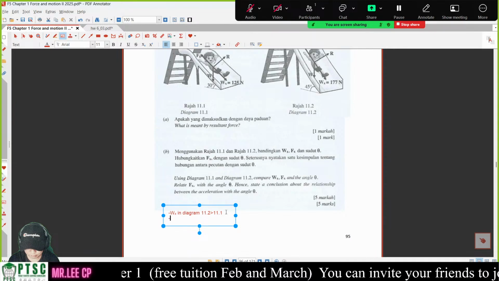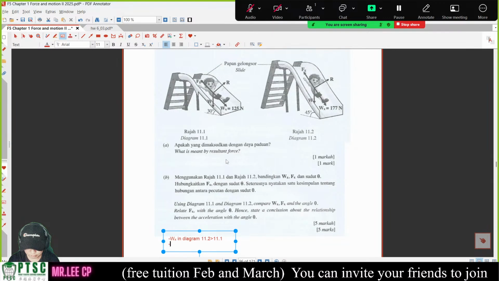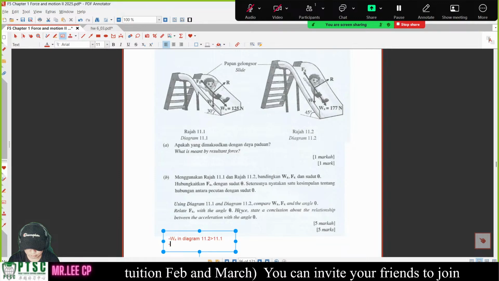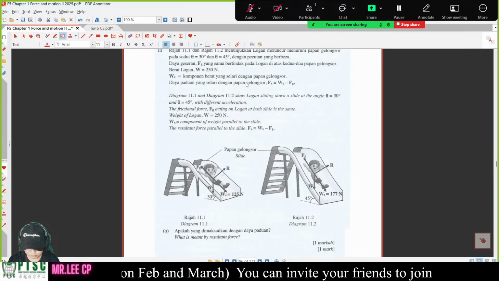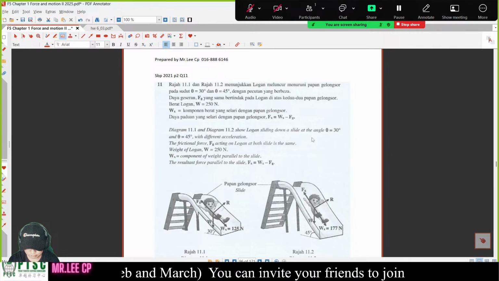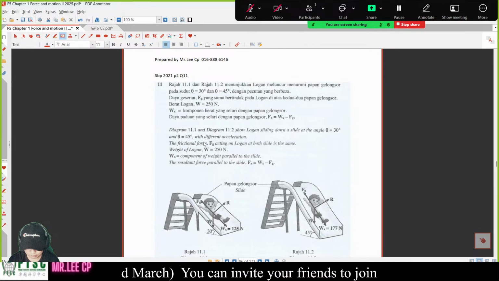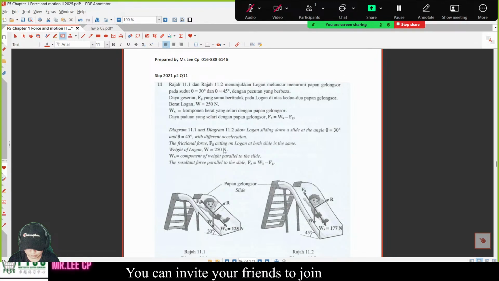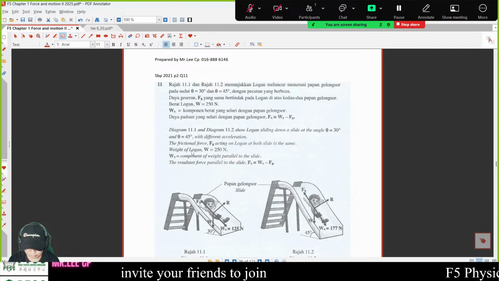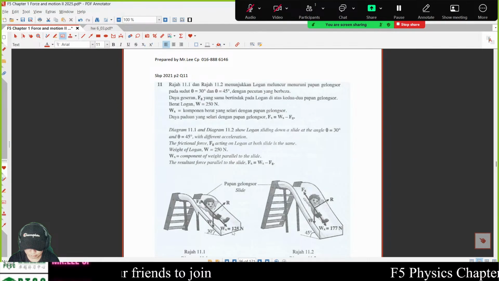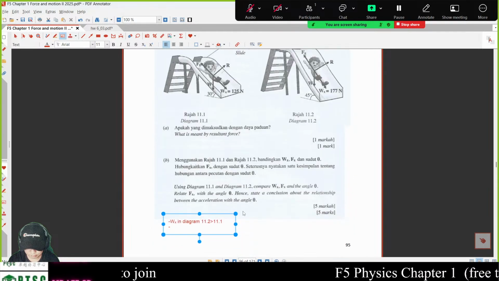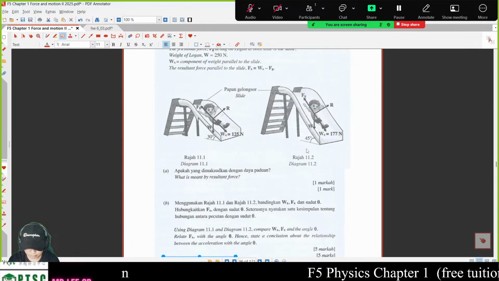Alright, second one, compare the Fx. So now, what do we have is, I need to read this. This one's so long. Different acceleration. Frictional force is Fg, acting on the log at both sides, it is the same. They said weight W is 250. Wx is the weight parallel. Resultant force is Wx minus Fg. Okay. Now, second one, compare the Fx and theta.